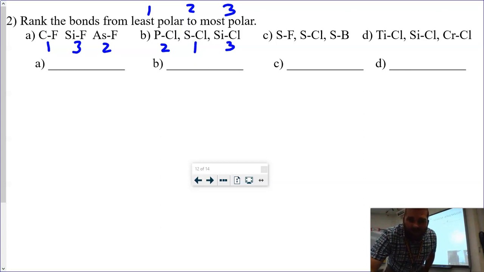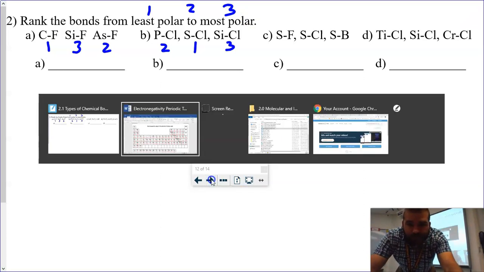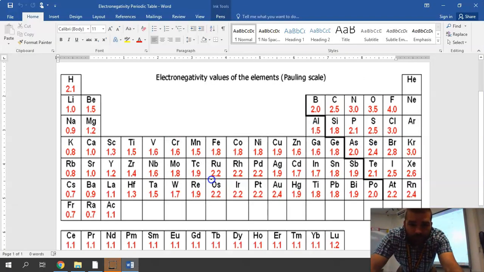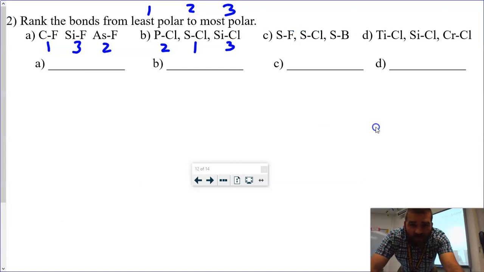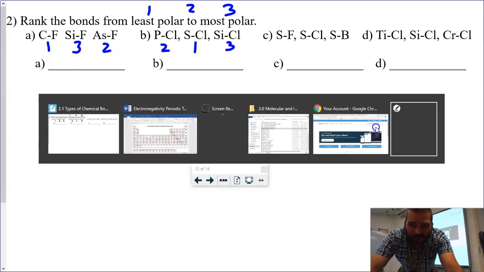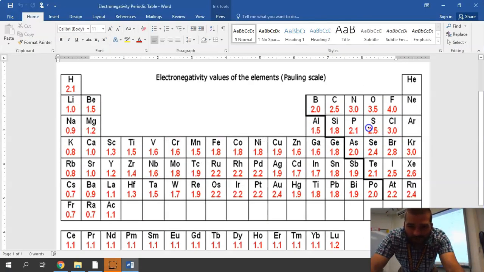Next, we have sulfur and fluorine, sulfur and chlorine, sulfur and boron. Let's go to the periodic table and figure it out. So we have, I can't even remember what I said. Sulfur and fluorine, sulfur and chlorine, sulfur and boron. All right. So sulfur and fluorine, difference of 1.5. Sulfur and chlorine, difference of 0.5. Sulfur and boron, difference of 0.5. Oh, so we have the same. Sulfur and chlorine is 0.5. Sulfur and boron is 0.5.